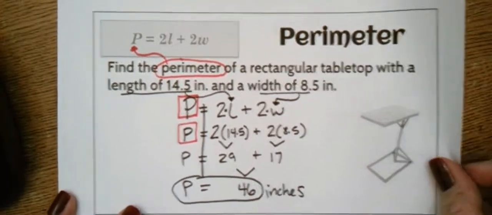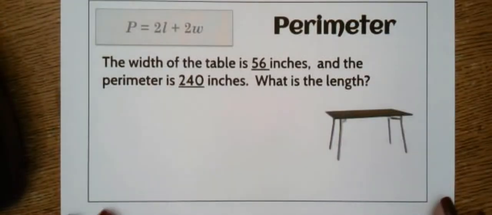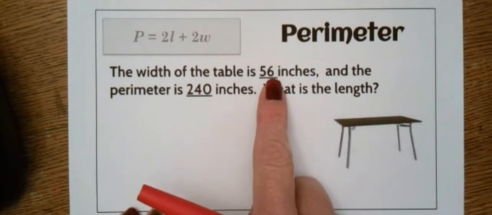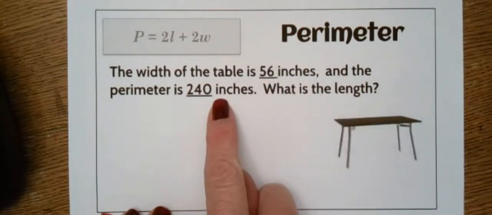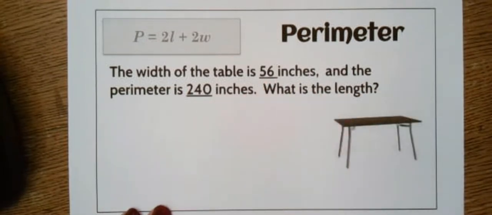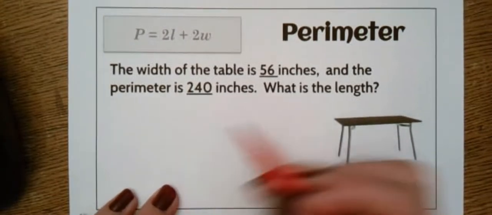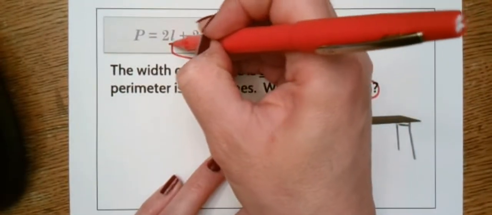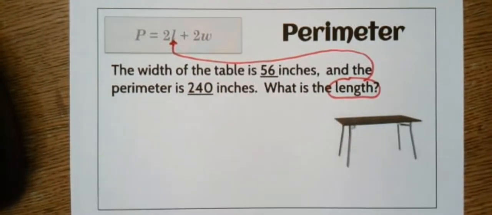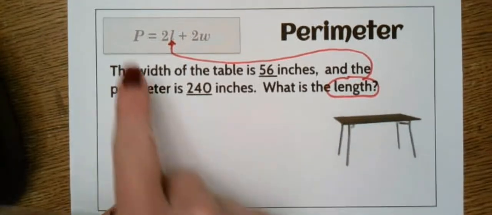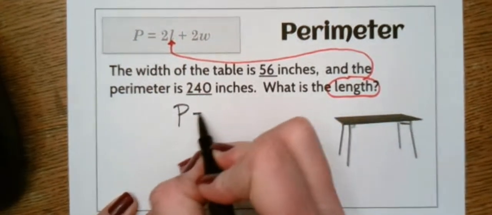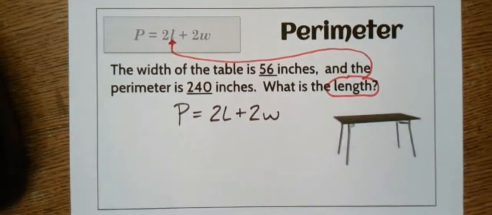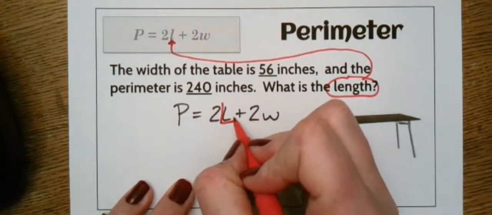Let's take a look at that formula again, but in this case, we're going to be solving for a different variable. So here it says the width of the table is 56 inches and the perimeter is 240 inches. What is the length? We can see this is a rectangular table that they're talking about, and we're asked what is the length. So I'm going to go back up into the formula, and the length is the variable that we're being asked to solve for. So it's always good practice to start off with writing the formula that's going to help you solve the problem. So I'm writing the formula, and then I'm going to put a box around the variable that I'm solving for.